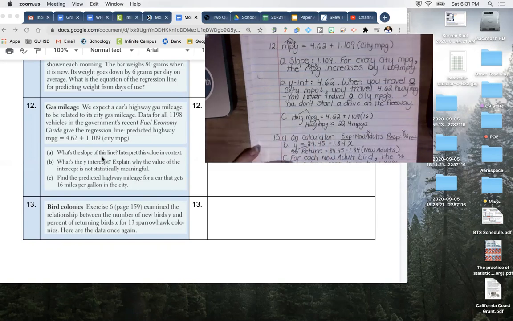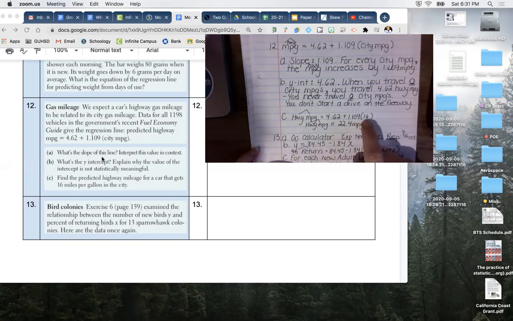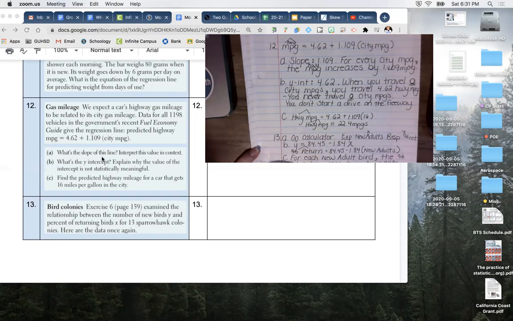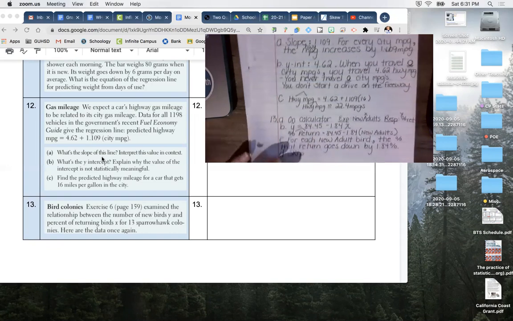In C, it says find the predicted highway mileage for a car that gets 16 miles per gallon. So we plug in 16 city miles per gallon, and we get that the highway miles per gallon is about 22.4 miles per gallon. Moving on to 13.